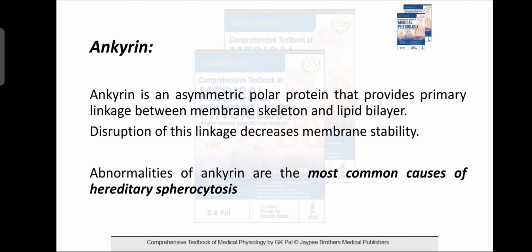Ankyrin is also a symmetric polar protein that provides the primary linkage between the membrane skeleton and the lipid bilayer. So disruption of this linkage decreases the membrane stability. Abnormalities of ankyrin are the most common cause of hereditary spherocytosis, which is a congenital condition.